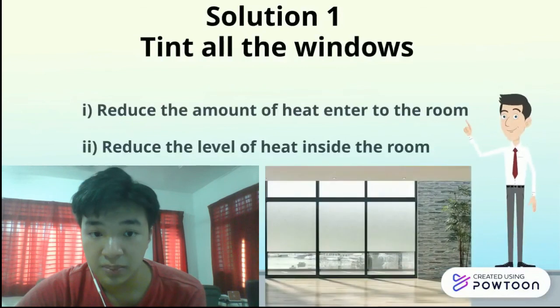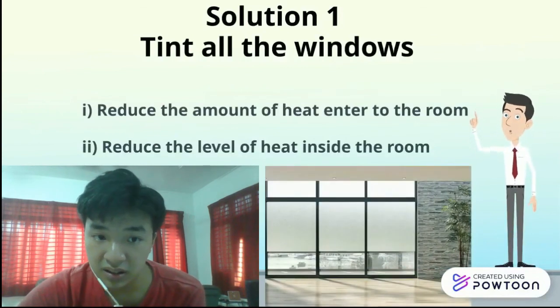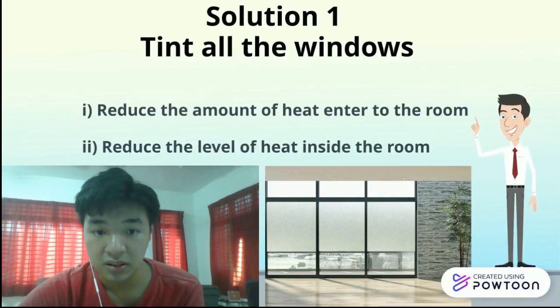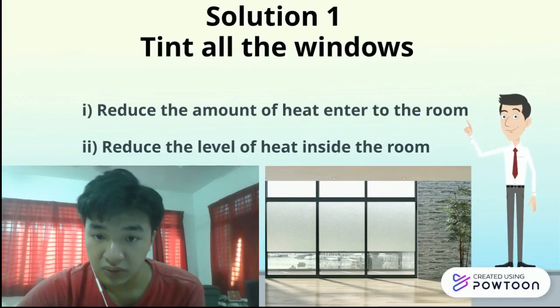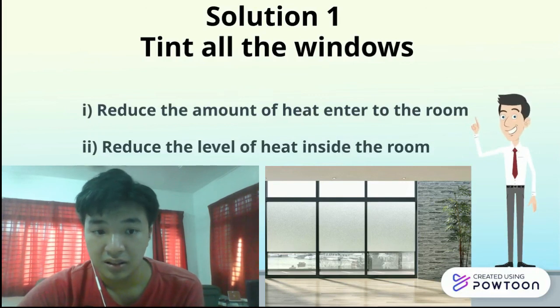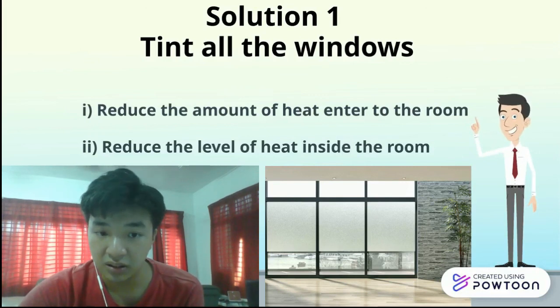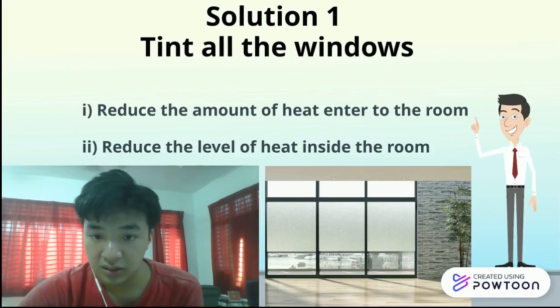Now I'm going to explain solution number 1, which is that the window materials are different between the 3 rooms. The solution is we can tint all the windows in the 3 rooms. Tinting can reduce the amount of heat entering the room, so it can reduce the level of heat inside the room to keep the temperature low.